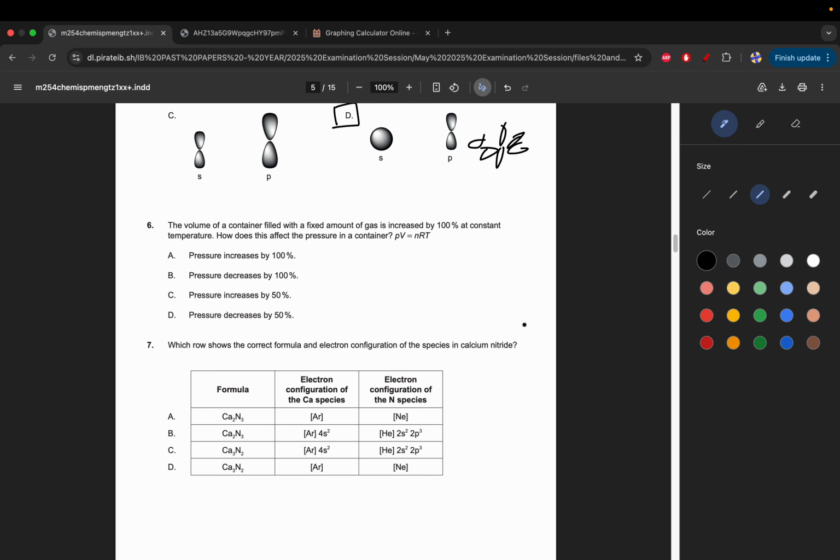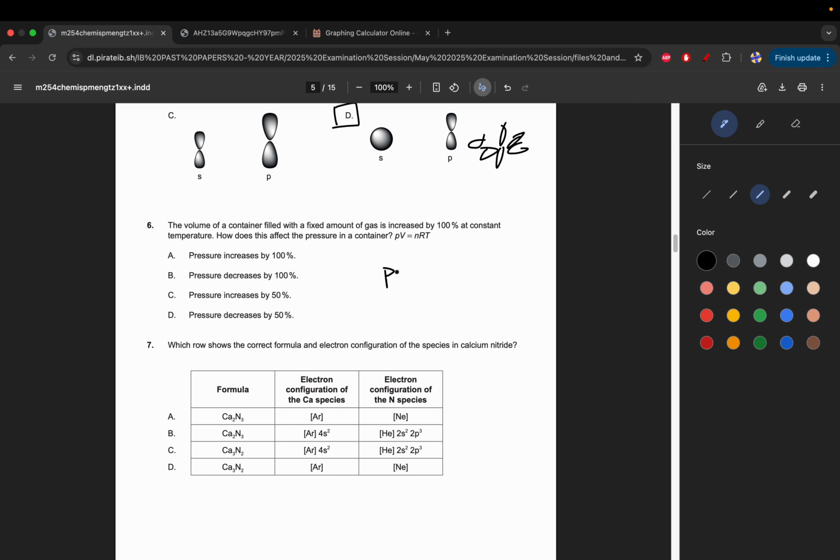6. The volume of a container filled with a fixed amount of gas is increased by 100% at constant temperature. How does this affect the pressure in the container? PV equals nRT. Okay, so T is constant because constant temperature. R is a constant 8.31, and n is also constant because it's a fixed amount of gas.